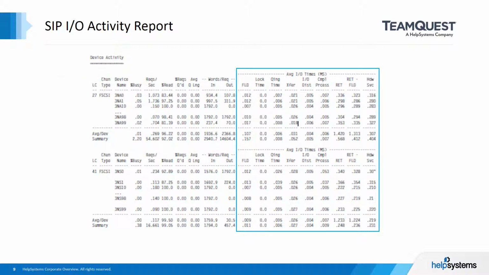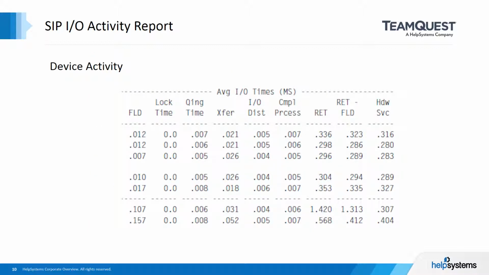This is the device activity portion of the I/O activity report. Here is a closer look at the device activity I/O times. PAR reports file lag delay, lag time, queuing time, transfer time, I/O distribution time, completion processing time, request existing time, response time, and hardware service time.